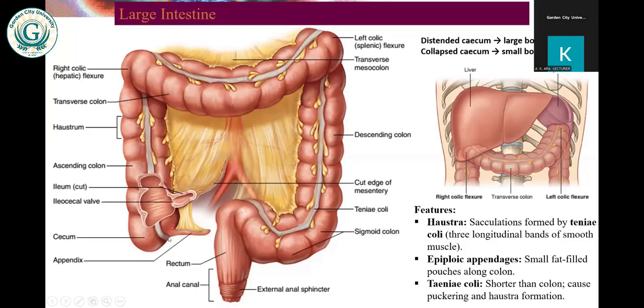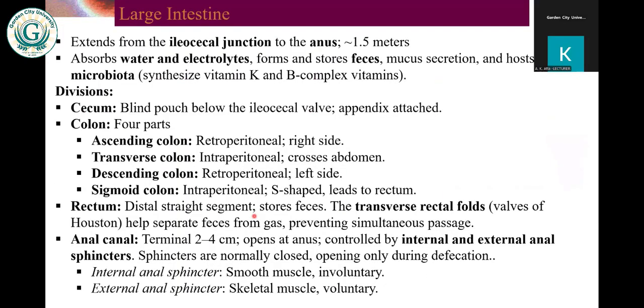And all three will converge posterior to the cecum. Where they converge, that is where the appendix will emerge. So sometimes in trying to locate the appendix, you only have to trace the taenia coli. When you trace the taenia coli, the appendix can be located.